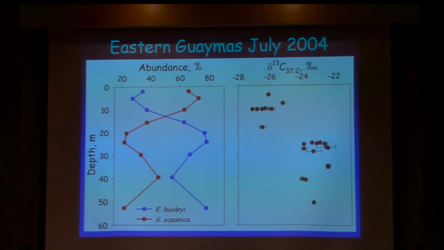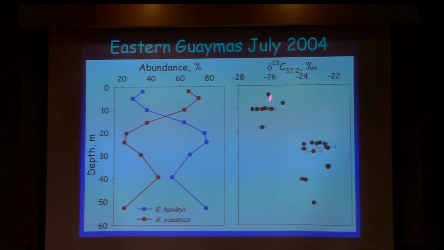Okay, well, this was a scare for us. In the Guaymas Basin, there are both Emiliani Huxleyi and Gephyrochapsa oceanica that coexist. And their concentrations vary with depth. So here, in the surface waters, Gephyrochapsa oceanica dominates. And below about 10, 15 meters, Emiliani Huxleyi dominates.